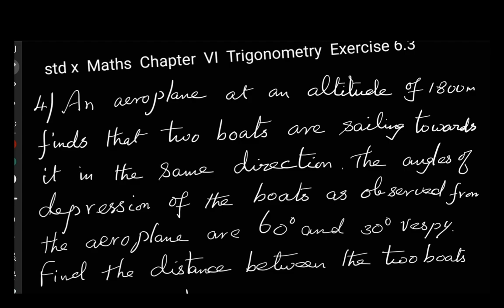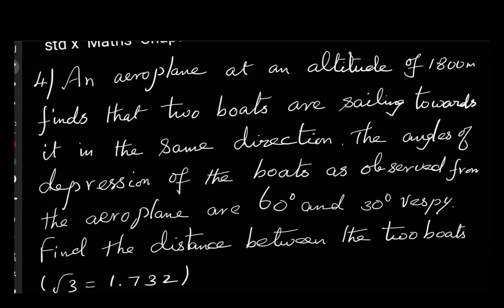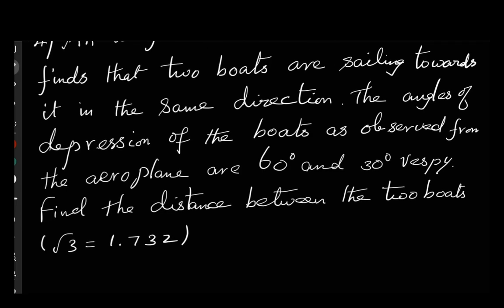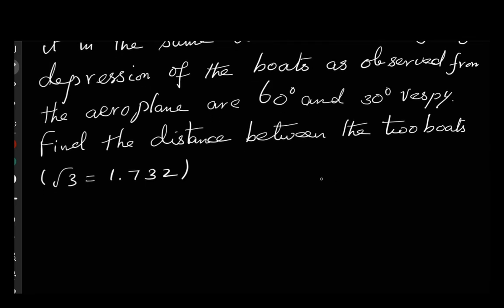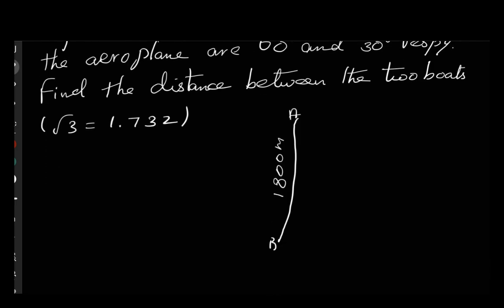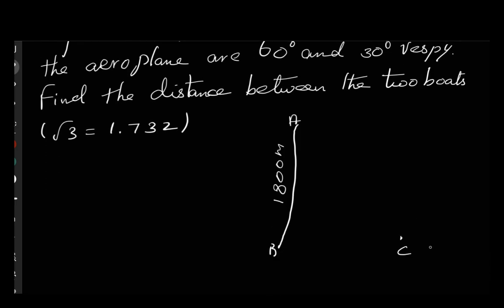This is sum number 4 in exercise 6.3. An aeroplane at an altitude of 1800 meter from the ground. Let me take the position of this aeroplane as A, B. From the ground, the aeroplane is at 1800 meter height. The two boats are sailing in the same direction. Let me take the position of the boats as C and D. They are on the same line.